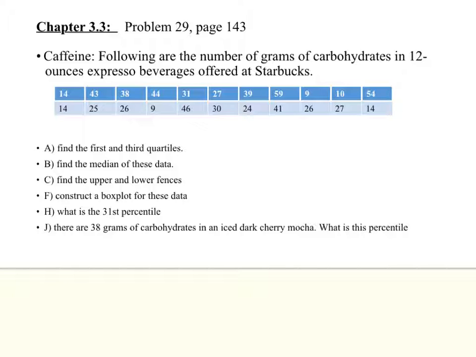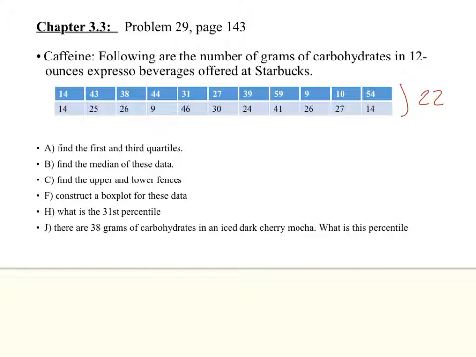So there is the data set. There's 22 measures, and hopefully it was randomly generated. So here are the questions in this particular problem. Find the first and third quartiles, find the median of these data, find the upper and lower fences, construct a box plot for these data.